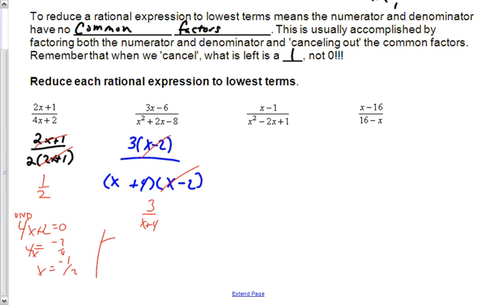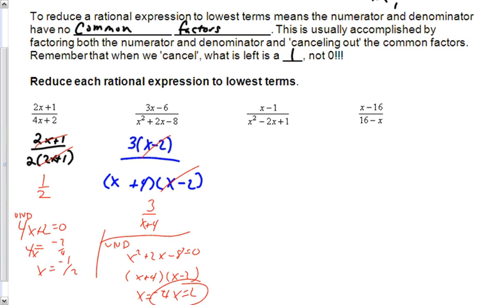But if I want to know where it's undefined, I set the bottom equal to 0. Well, that's x squared plus 2x minus 8 equals 0. You ignore the top. We don't have to worry about it. We only look at the bottom piece. If you notice, we've got it factored from before. Set those equal to 0, and you get x equals minus 4 and x equals 2. Those are my bad spots there. Bad, bad, bad.